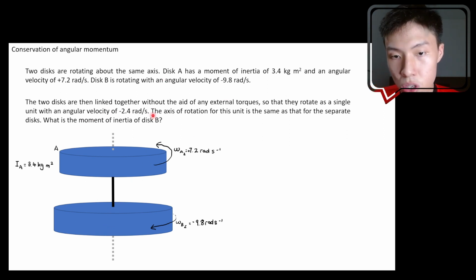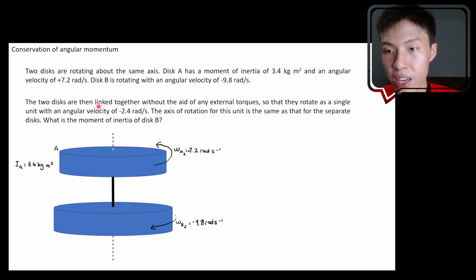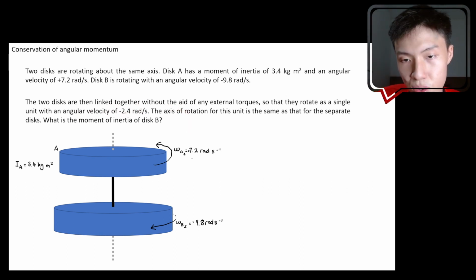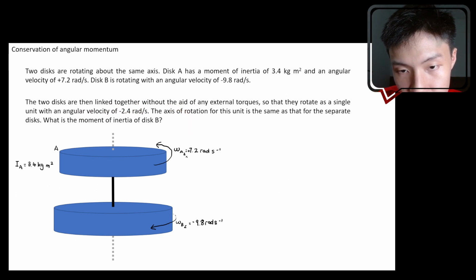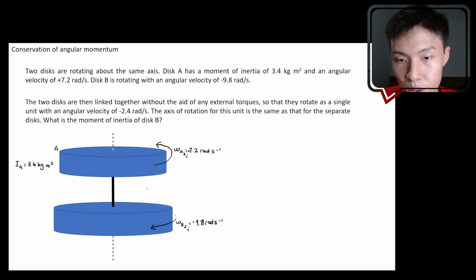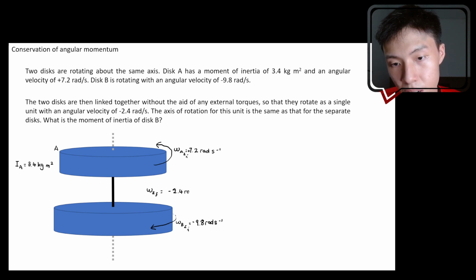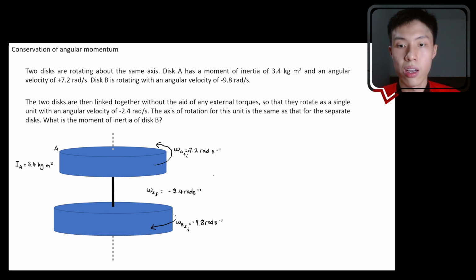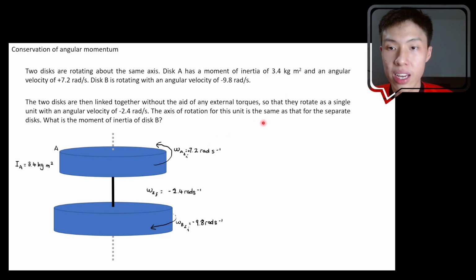For this case, you can see that the final angular velocity is negative 2.4 radian per second. Probably I should write initial over here. Then this one will be omega for A and B, omega Z final, and this will be negative 2.4 radian per second. So this is the rough idea of what is happening in the situation. Let's see what they asked for.